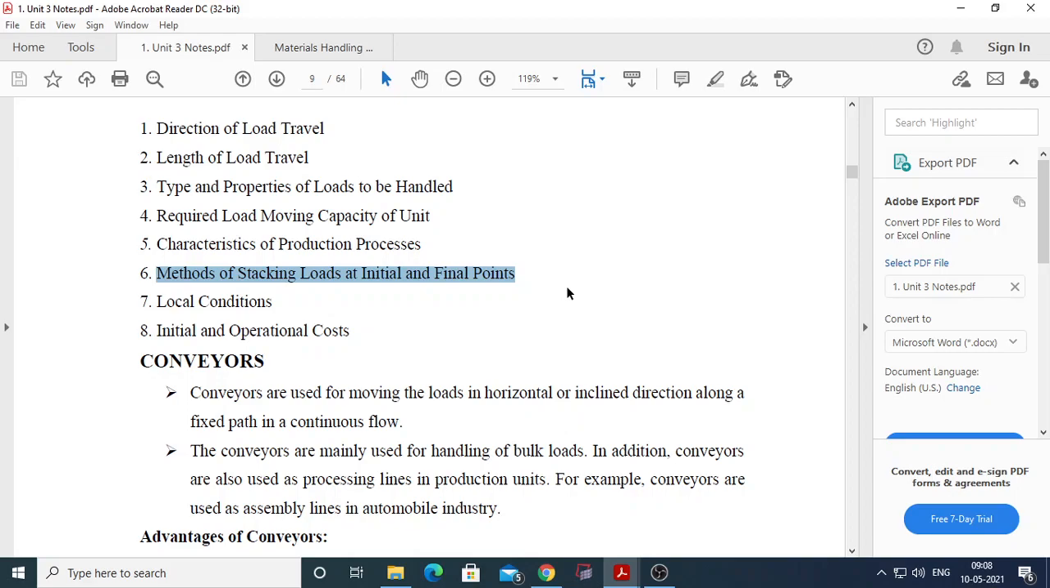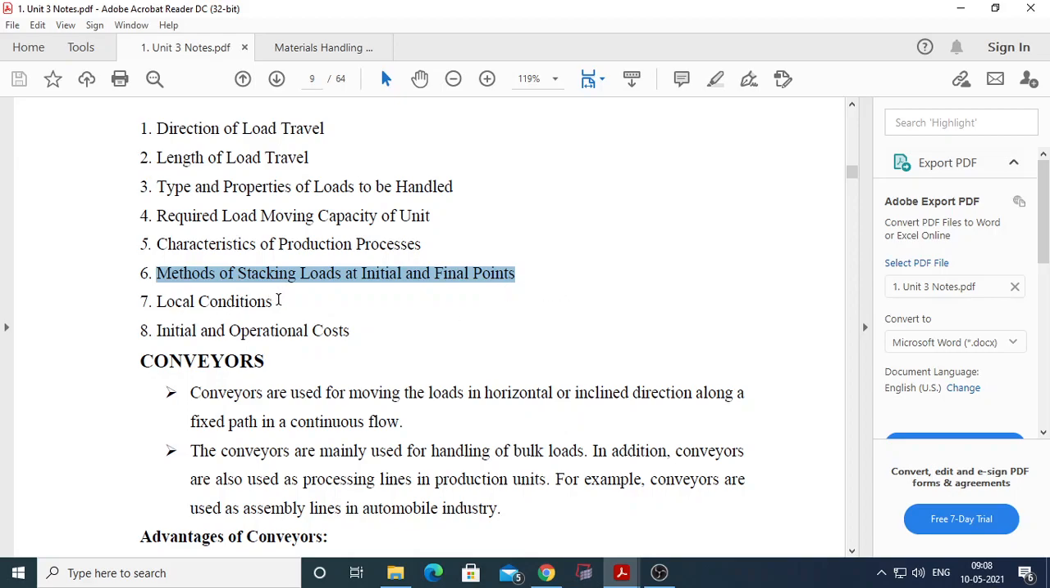Then if there is a unit load, suppose we want to place the material on the first floor, then what will we use? We are using cranes or hoists. If the unit load is placed on the first floor, then you have to use cranes or hoists.